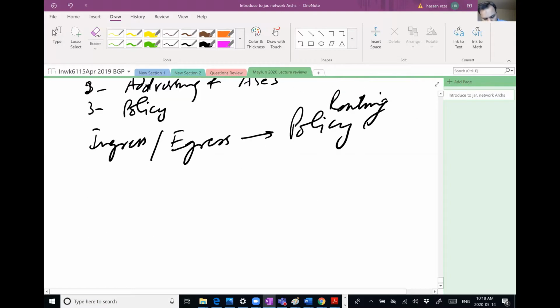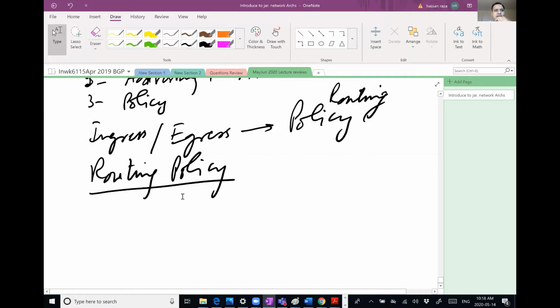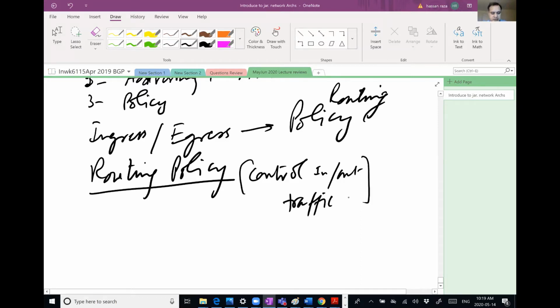So then let's draw our attention to what this routing policy is. Routing policy is, when I go there, you lose me. So how far I should go? I should go that far, okay. Yeah, so routing policy. So routing policy now is what we are trying to control. We are trying to control the in and out traffic.